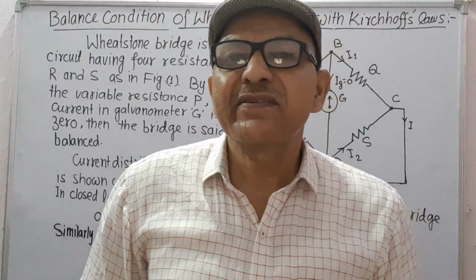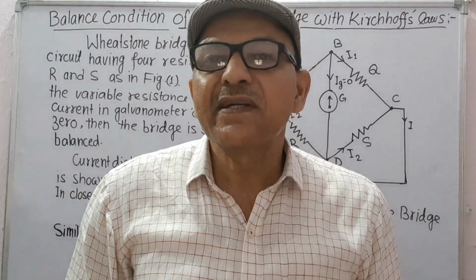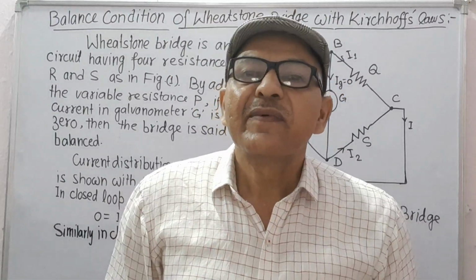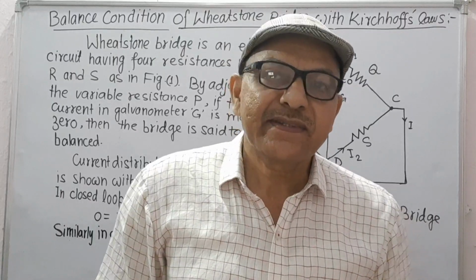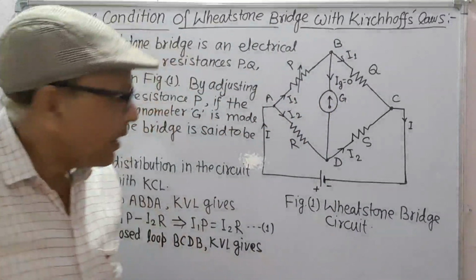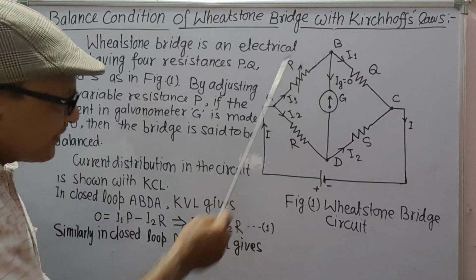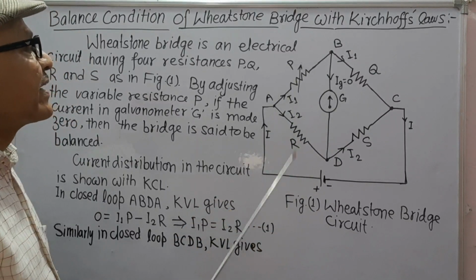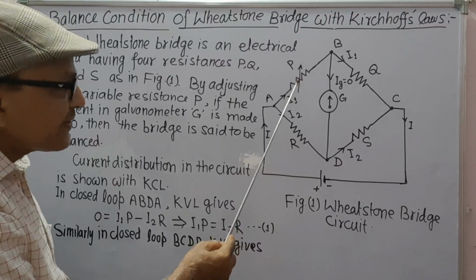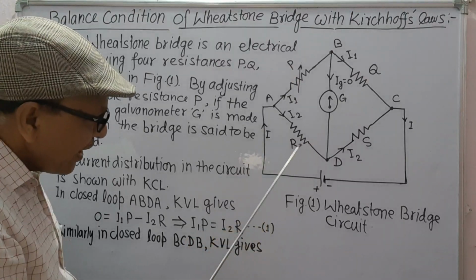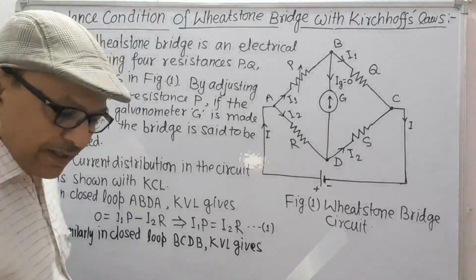Hello dear students, let us find the balance condition of Wheatstone Bridge with the help of Kirchhoff's laws. As shown in this diagram, this is the Wheatstone Bridge circuit. It consists of four resistances P, Q, R and S.